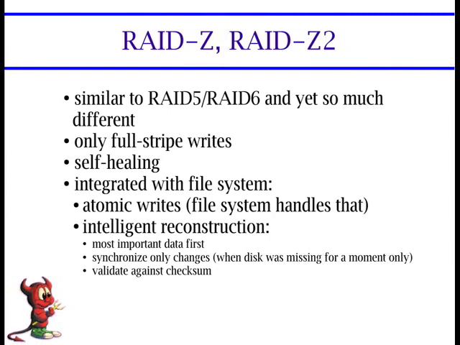In case of ZFS, RAID-Z and RAID-Z2, you only have full stripe writes, so you never do this read, modify, write cycle. You always write all the data as one block to all the disks. And to do that, you have to integrate RAID-Z into a file system, because only the file system knows where the data starts and where it ends. So it won't send blocks of the same size all the time. The file system has to decide where one block ends and where another starts.